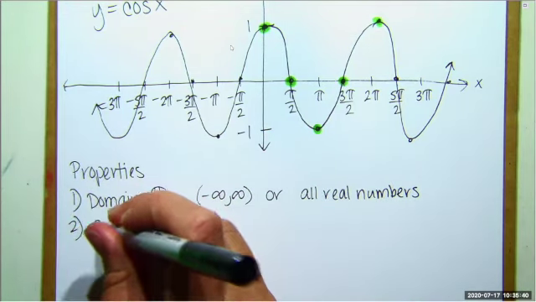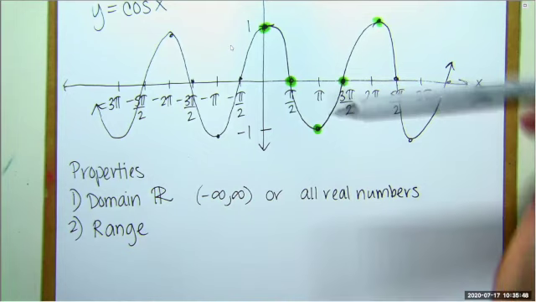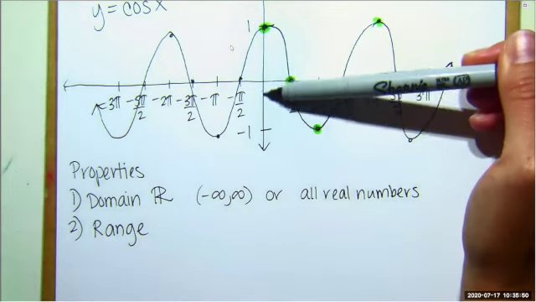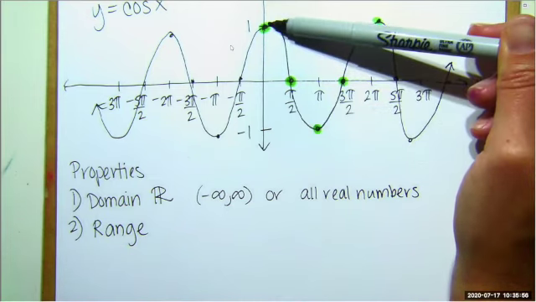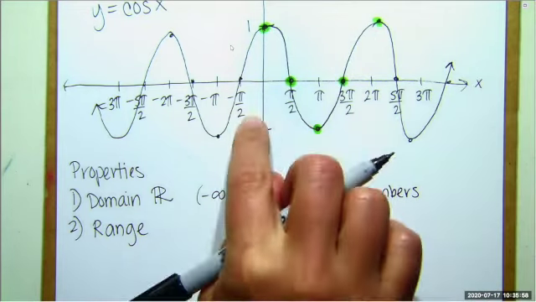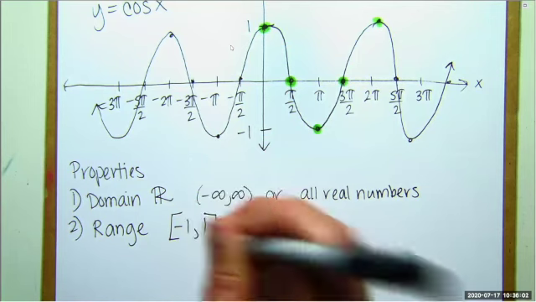The range is the set of y values that our function actually hits. So help me out with this one. If we look at our graph, what's the smallest y value our function hits? -1. What's the largest y value our function hits? +1, and it hits everything in between. So our range is from -1 to +1.